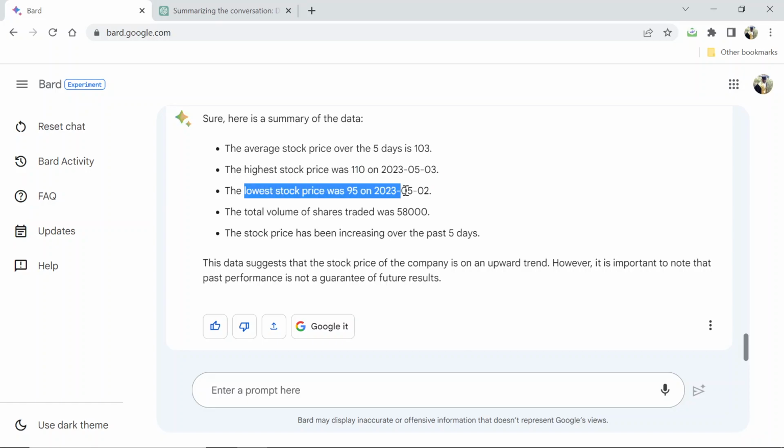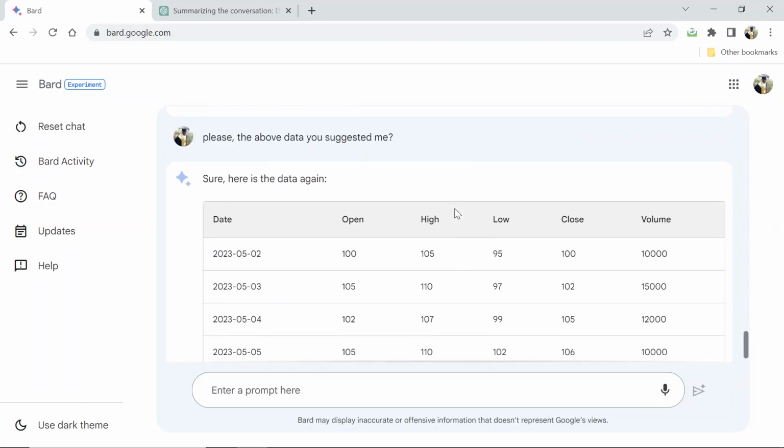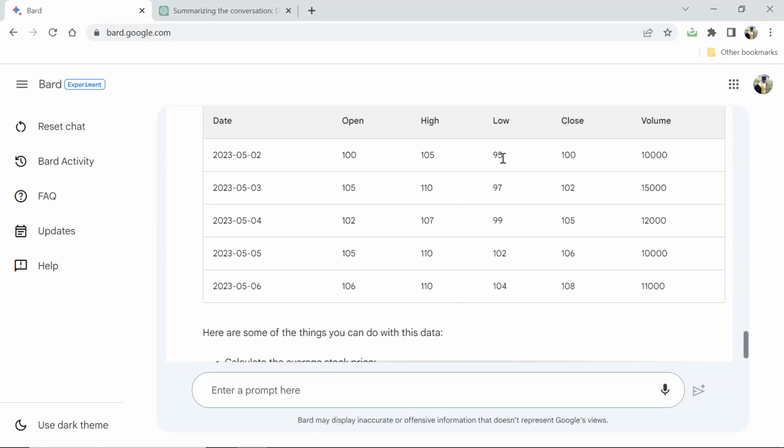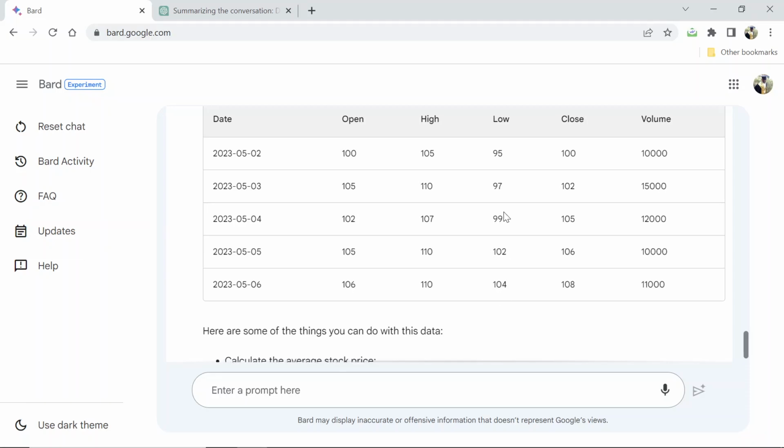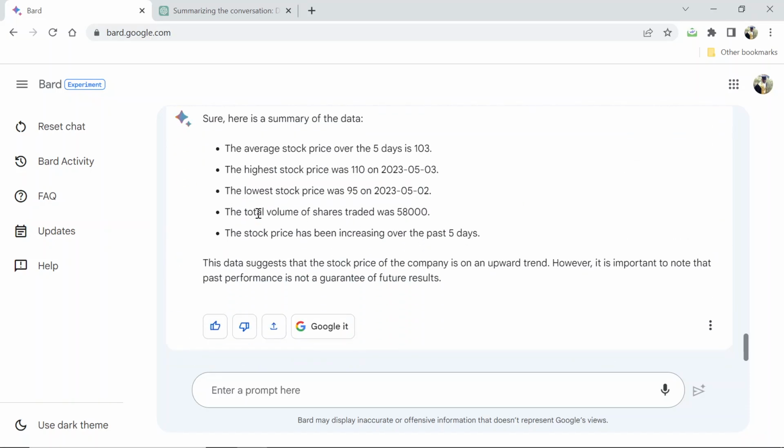The lowest stock price was 95. 95? Is that correct? The lowest price 95. Yes. It appears to be true. Total volume of shares traded 58,000.